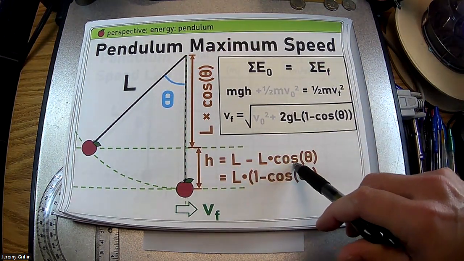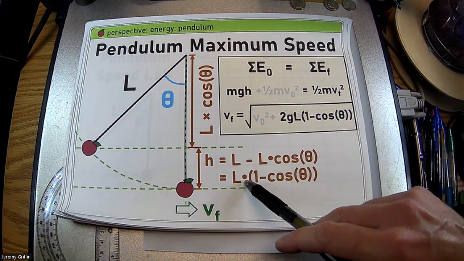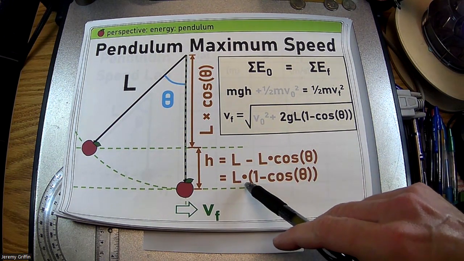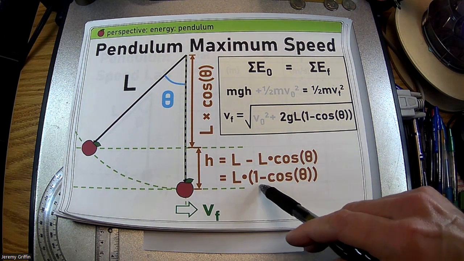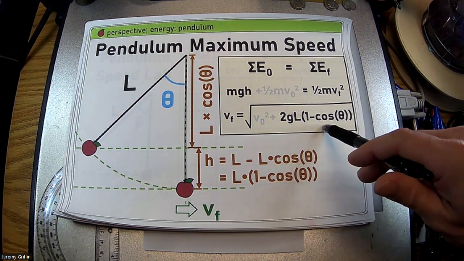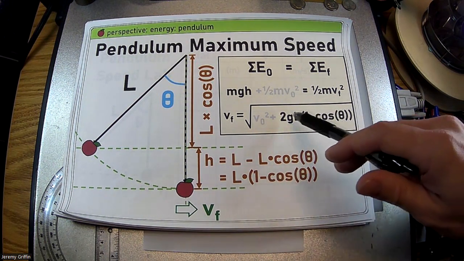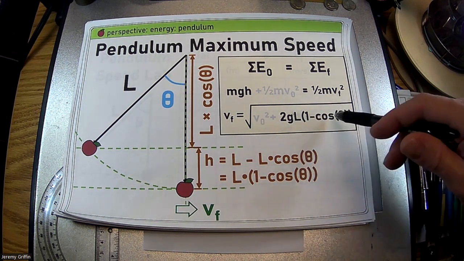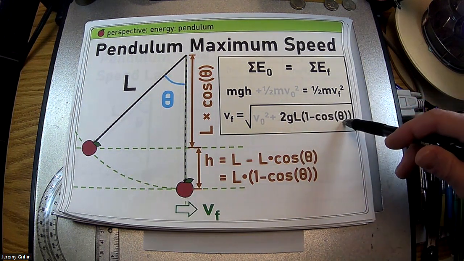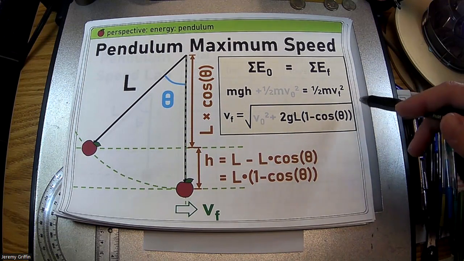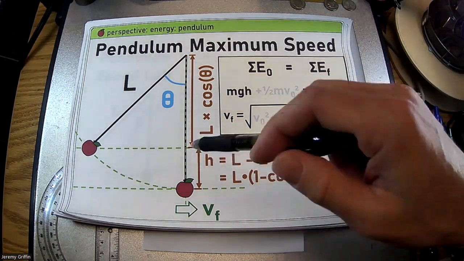If you like, you could factor out an L. AP won't count it against you if you don't, but I think it looks a little prettier. And then you substitute that right there. Because otherwise it's just square root of 2gh, isn't it? Square root of 2gh, but the h is L times (1 minus cosine theta). And then the last detail is, what about all this gray ink? What if you pushed off?